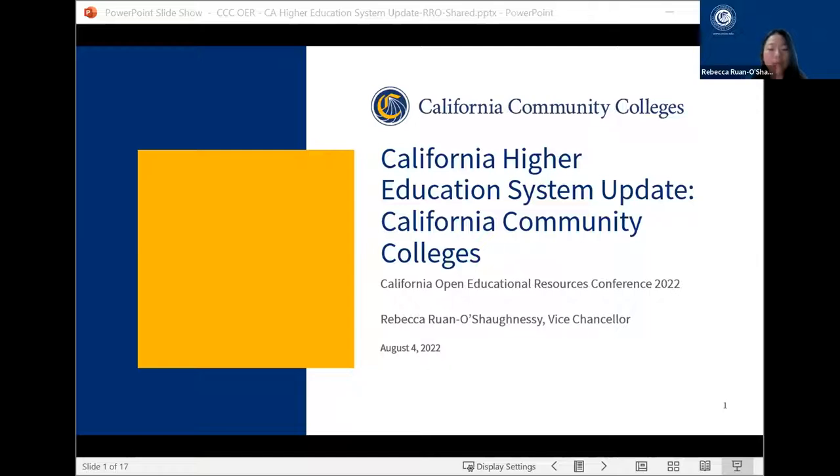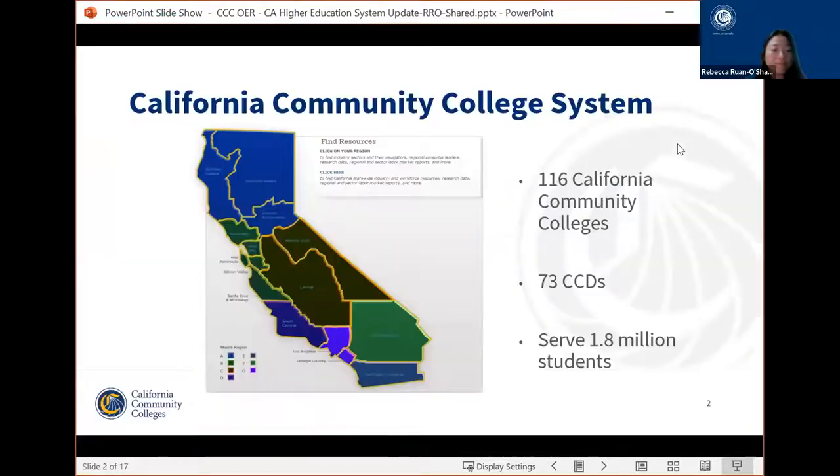Before I begin, I think it's really important to highlight the uniqueness of our governance structure within our system. Next slide, please. We currently serve 1.8 million students every year, and we do so through our 116 colleges across the state, organized into 73 districts with locally elected board of trustees. So the chancellor's office here, the community colleges at the state level, is governed by a board of governors.